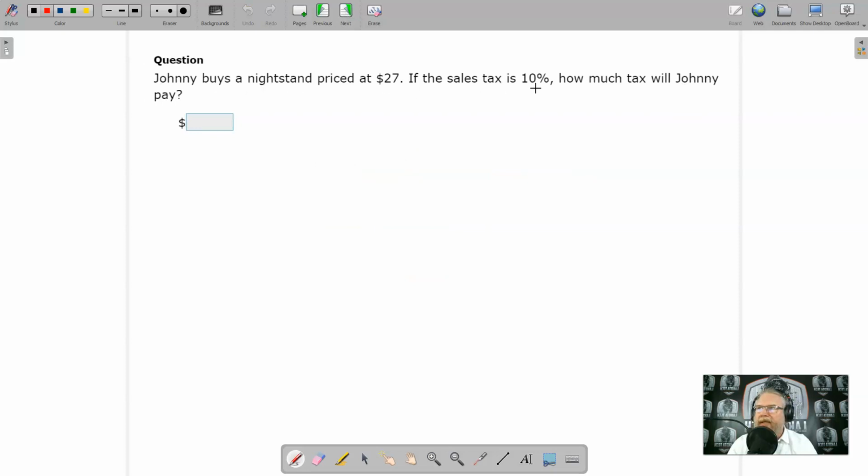Johnny buys a nightstand priced at $27. If the sales tax is 10%, how much tax will Johnny pay? Well, be careful. We don't want to know the total that Johnny's paying. We just want to know how much is the tax. So we want to know 10% of $27 is blank. Right? So 10% as a decimal is 0.1. Of means to multiply. We're going to multiply times 27. And this is going to equal x.